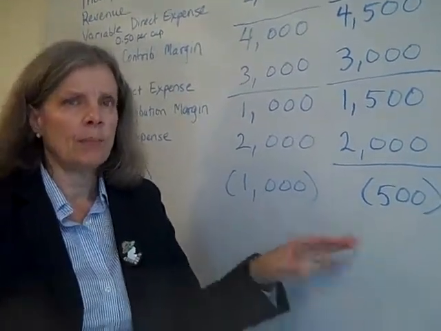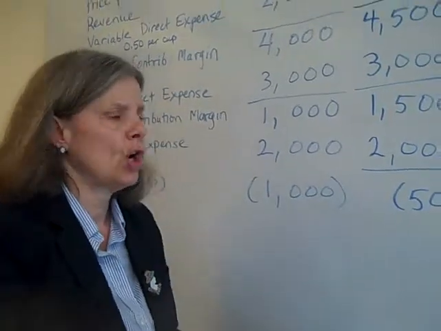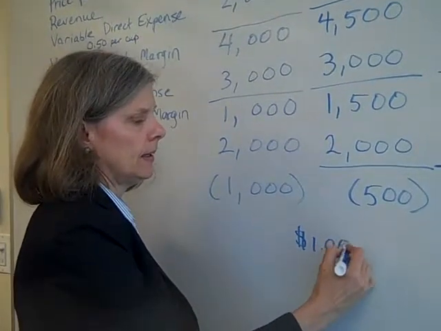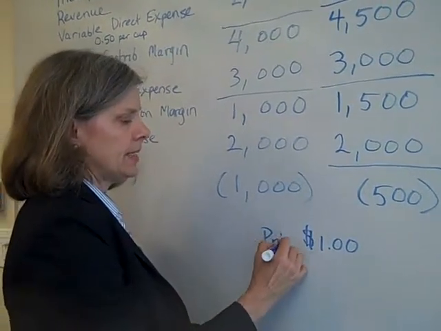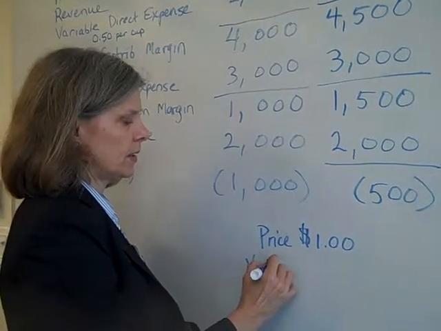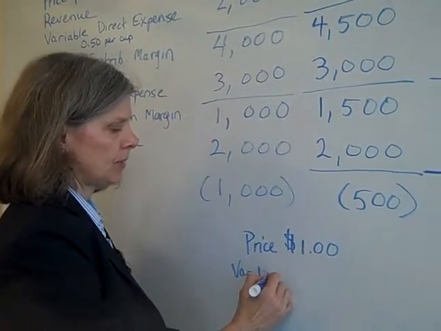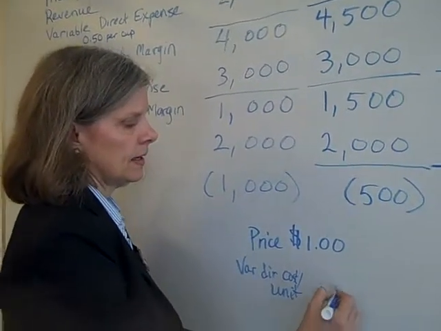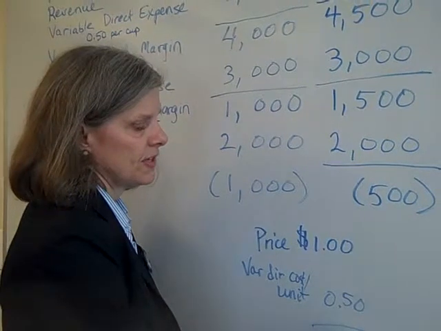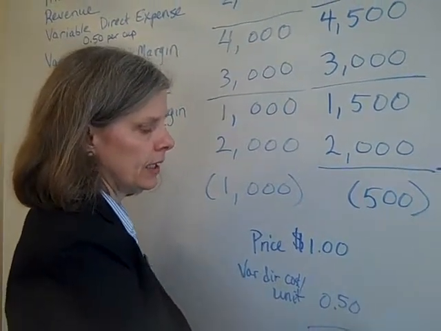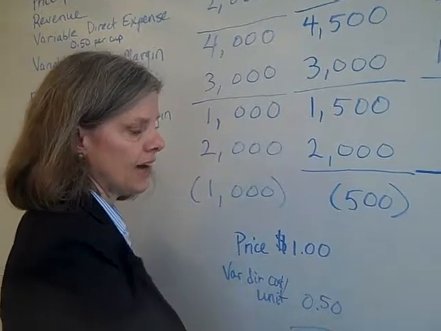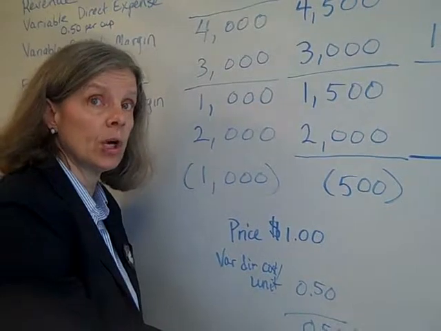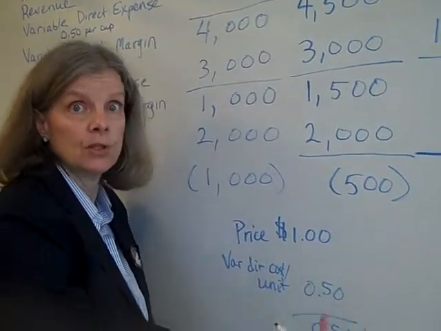Why was it a good idea? Because the individual price of $1 minus the variable direct cost per unit of 50 cents was still 50 cents. So we had a per unit variable contribution margin of 50 cents. We had a positive variable contribution margin, so it's a good thing to do that deal.